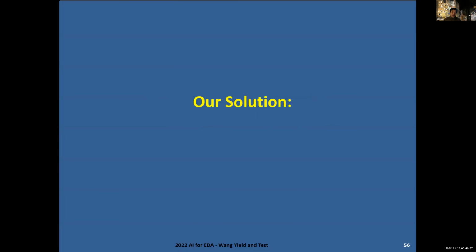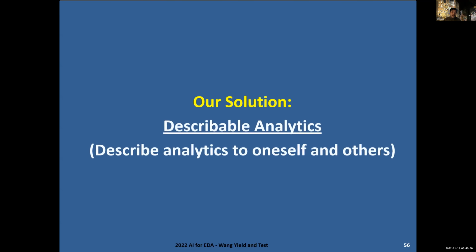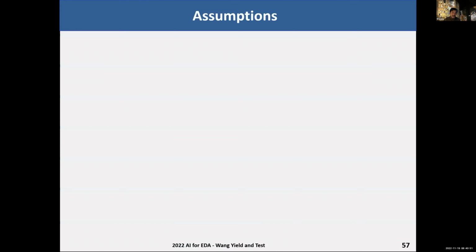So in the last few years, we have been developing a novel approach as our current solution to the DSML problem we had encountered. And we call our approach describable analytics. At a high level, we want the user to be able to describe what analytic she or he wants to do, and also be able to describe the analytic outcome to others.